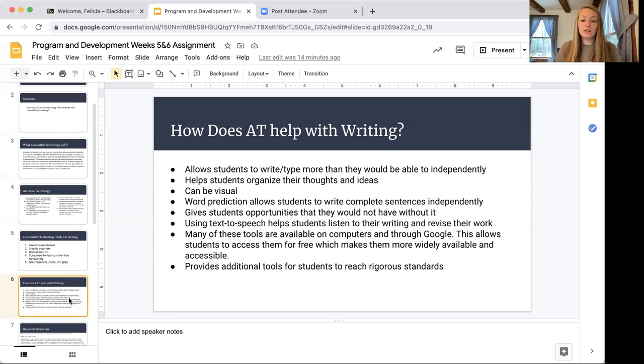A lot of these programs are on Google for free, which makes them really accessible and available for all students, which is so important because all students need the ability to access these tools and these programs. These additional tools help students reach the rigorous standards. So it's really important that our students with disabilities are still able to interact and learn grade level content, even if they are using the AT to help support them.